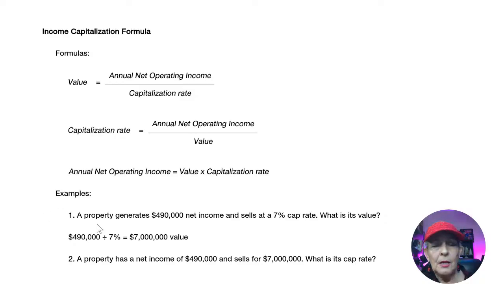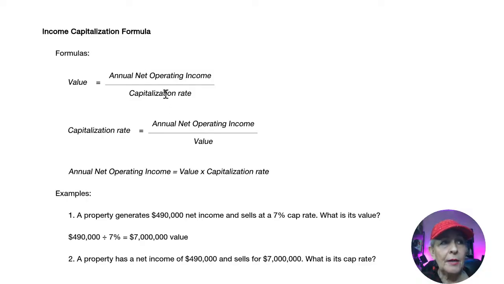Some examples. 1, a property generates $490,000 net income and sells at a 7% cap rate. What is its value? Okay, so they give us property generates income. All right, so we have income, so that goes on the top. We're not solving for income, right? We're solving for value. So we'll put it into this formula. We have the annual income of $490,000. We have the cap rate, 7%.